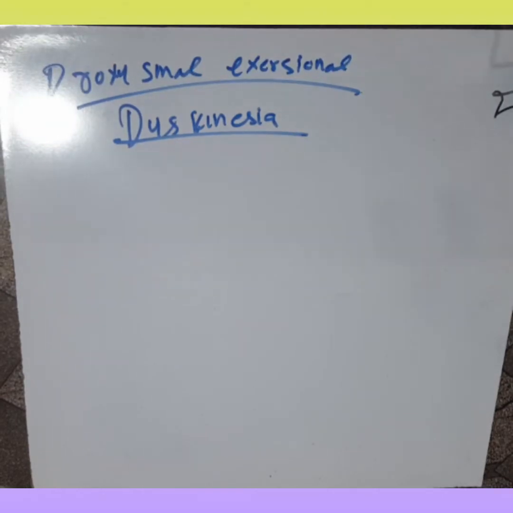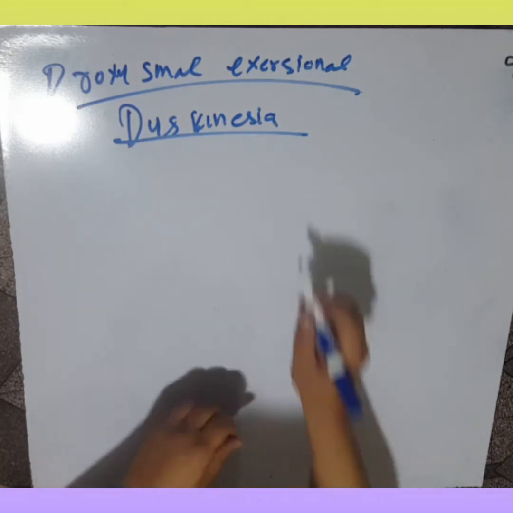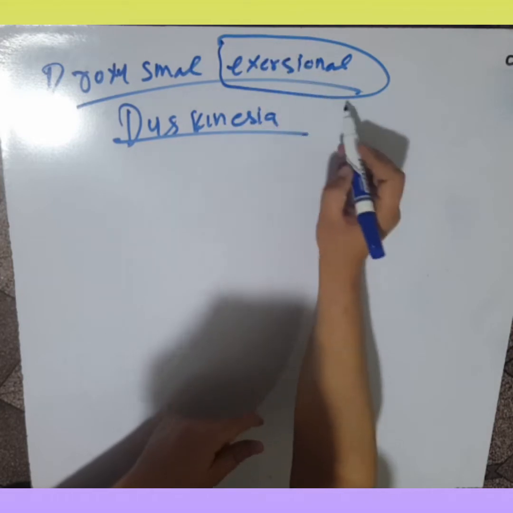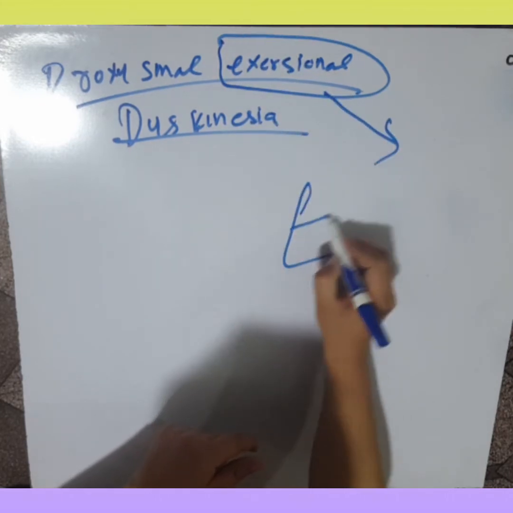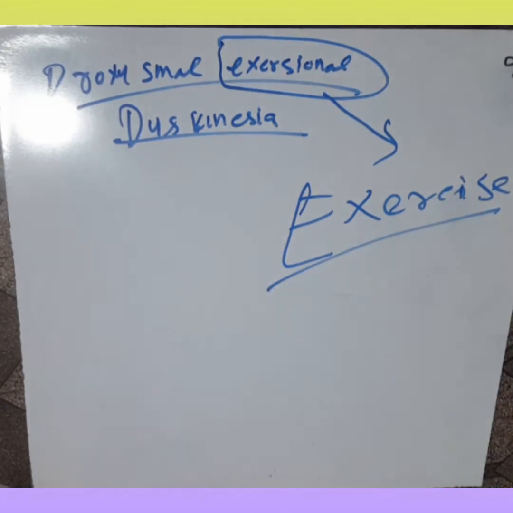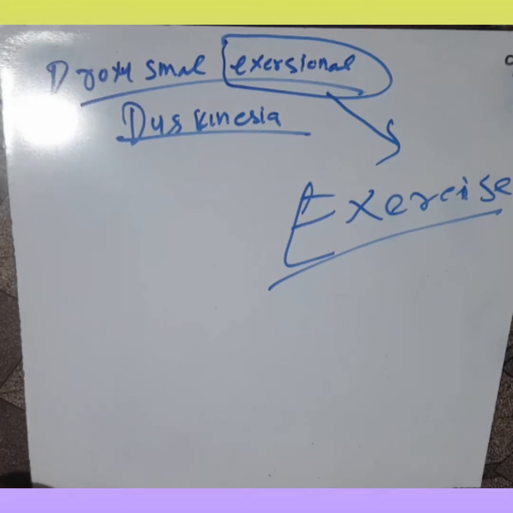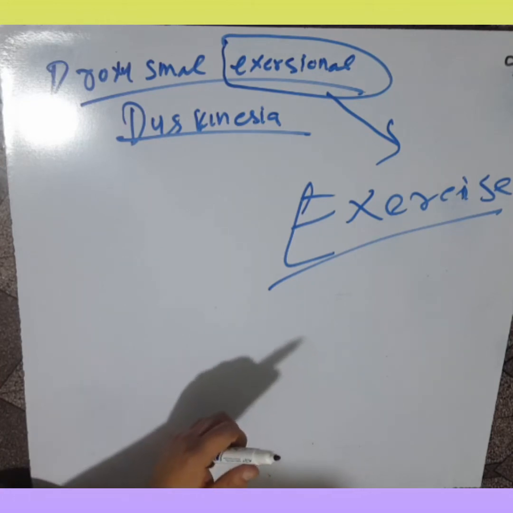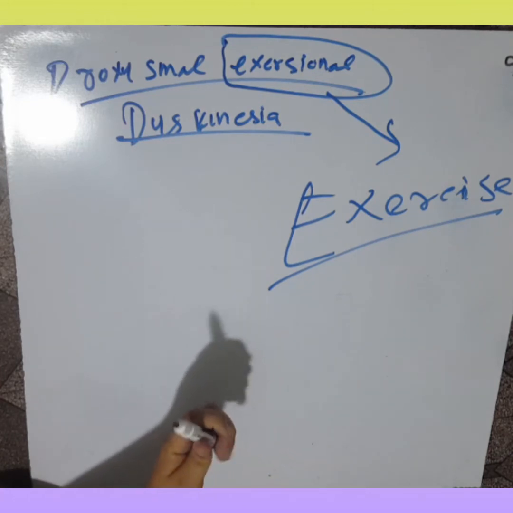Paroxysmal exertional dyskinesia. What is paroxysmal exertional dyskinesia? The name indicates paroxysmal and exertional. Exertional means associated with activity, that is, associated with exercise. It means that the dyskinesia develops when the patient exercises, or after the exercise.